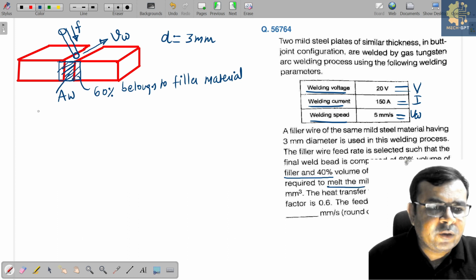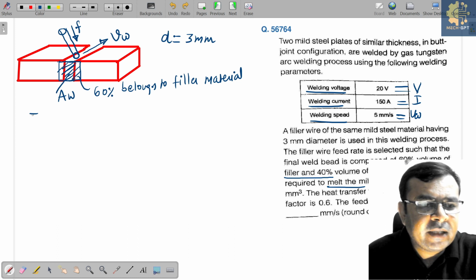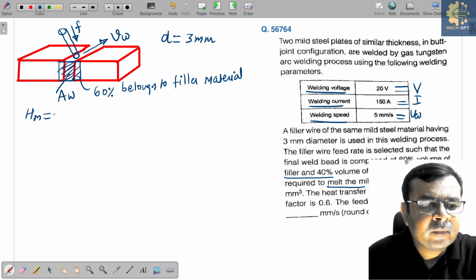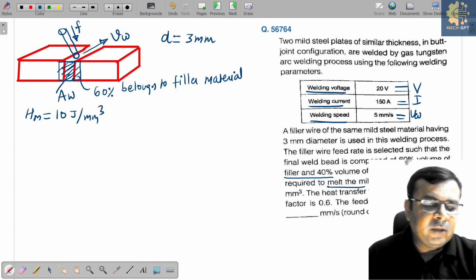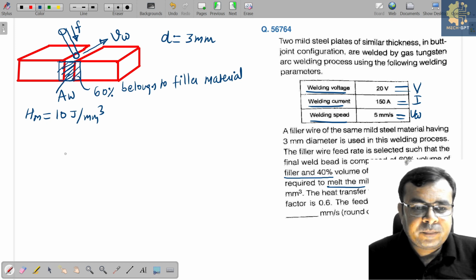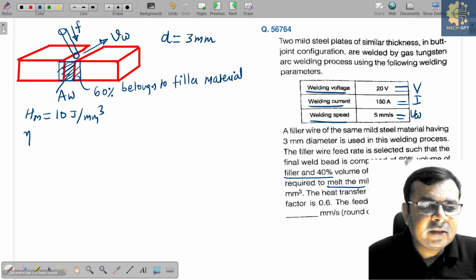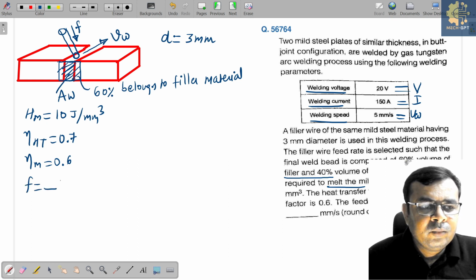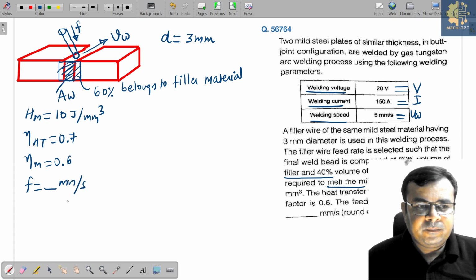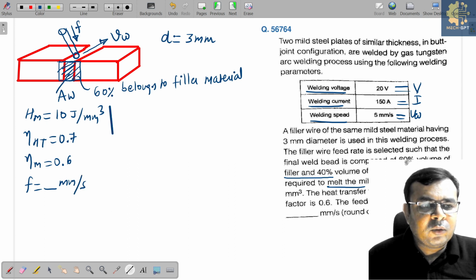Now you can see the melting requires 10 joule per millimeter cube. So the heat required for melting, that is HM, is 10 joule per millimeter cube. Is it clear? And the heat transfer factor, eta ST, is given here, that is 0.7, and the melting factor eta m is also given, that is 0.6. So here we need to calculate feed rate in millimeter per second. Correct? So this is all about the question.